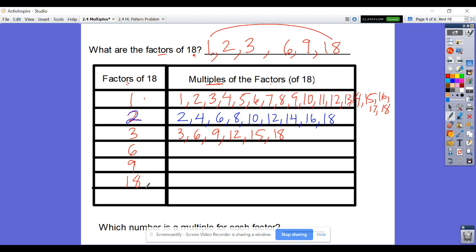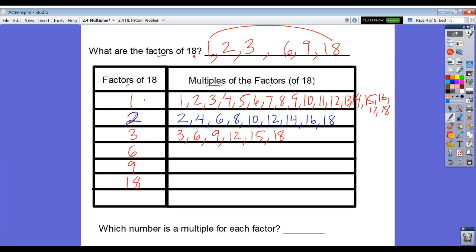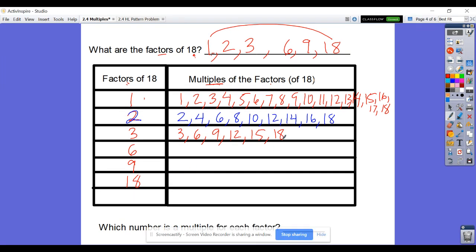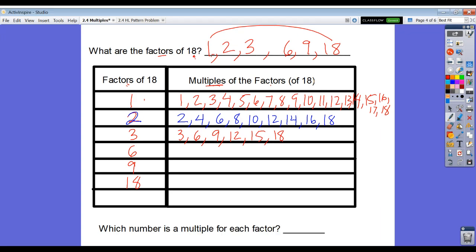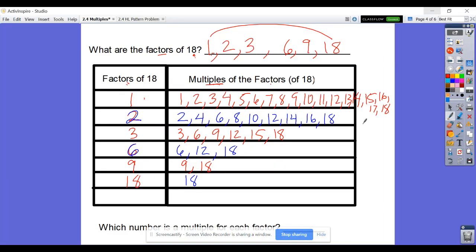I want you to keep going. Pause the video, do the multiples up to 18 of 6, 9, and 18 on your own, and play the video when you're ready to see the answer. Okay, welcome back. I gave you kind of the easier ones, or at least there weren't as many multiples you had to do. So check your work to make sure your multiples match.